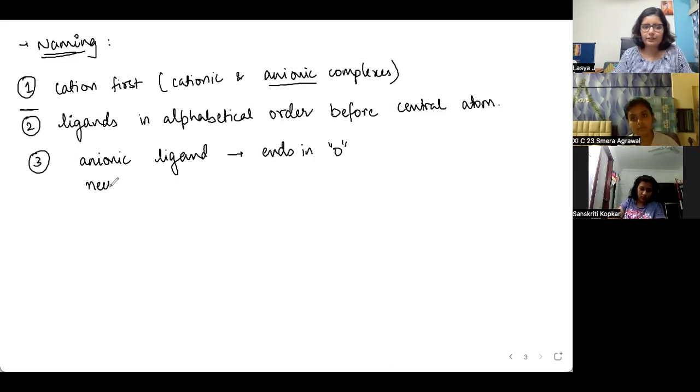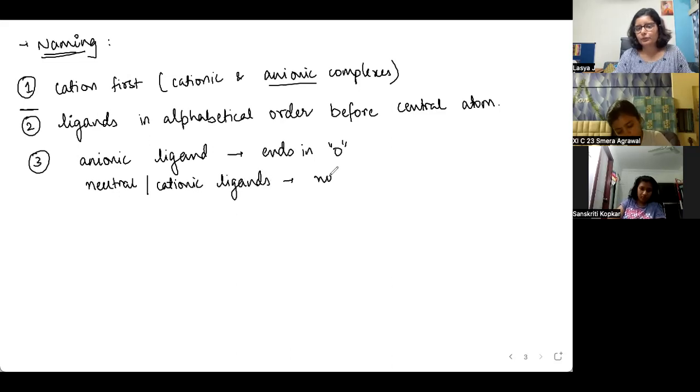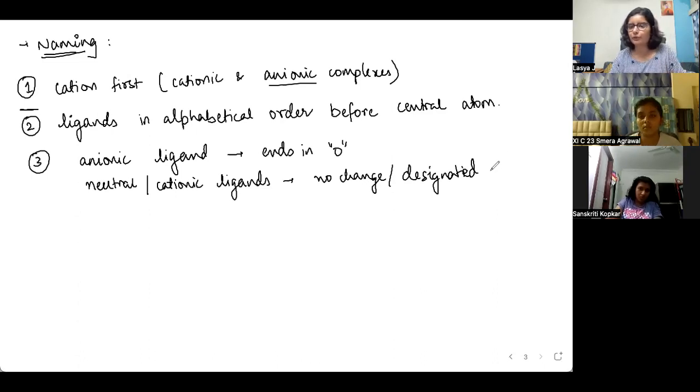If you have neutral or cationic ligands, no change in the name, or you mention the designated name. Look at the table. Water will not remain as water; it turns into aqua. Ammonia will not be called ammonia; you call it amine. So basically, it won't end in O. It will remain as it is, or you use the mentioned name for that particular ligand.